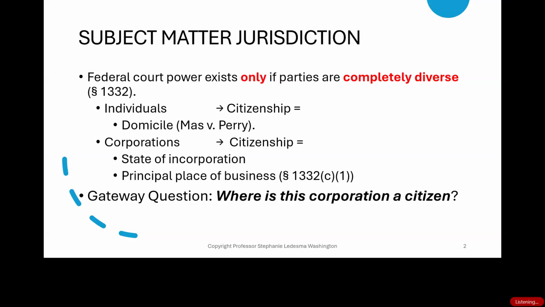For corporations, Congress provided a special rule in 28 U.S.C. 1332(c)(1), where citizenship is determined by, one, the state that the corporation is incorporated in, and two, the state where the corporation conducts its principal business. So before a federal court can exercise jurisdiction, it must answer this gateway question: where is the corporation a citizen?